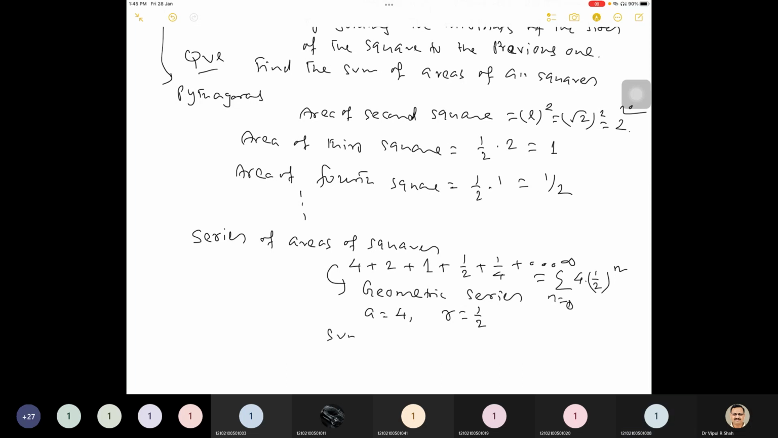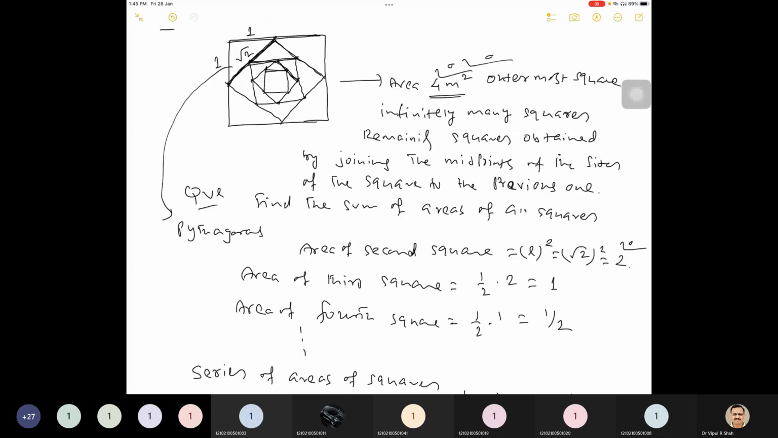And so what is the sum then? Because modulus r is less than 1, the series is convergent. So you can find the sum a upon 1 minus r. So 4 upon 1 minus 1 by 2, and that is nothing but 8. 8 meters square. You understand? So the sum of the areas of all infinitely many such squares.